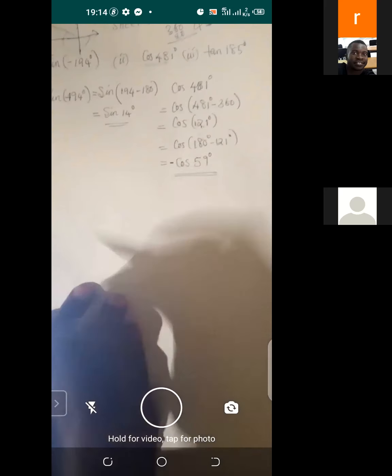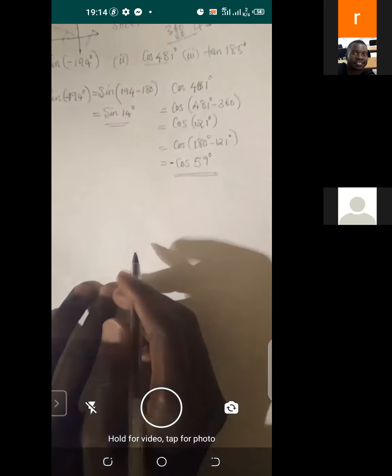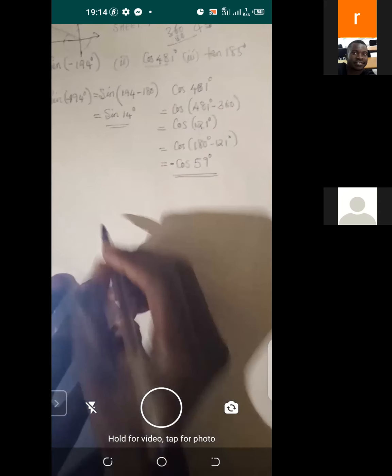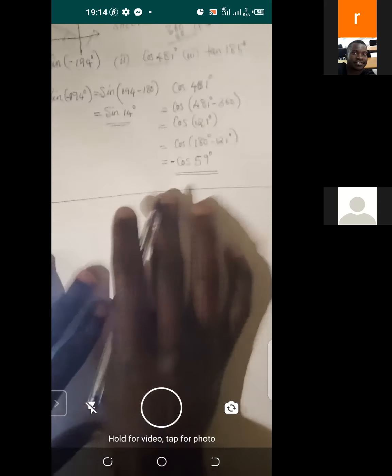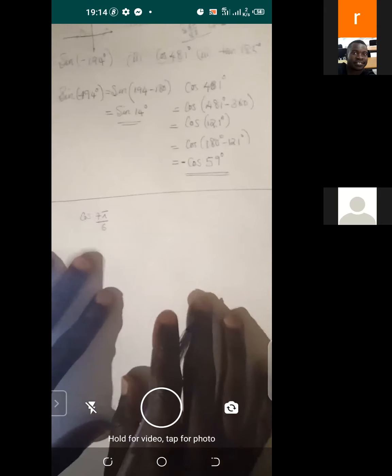Write down the possible values of the following, leaving your answer in terms of surds where possible. You have the first one as cos 7 pi over 6. That is your first one.